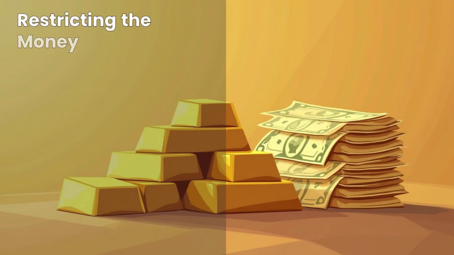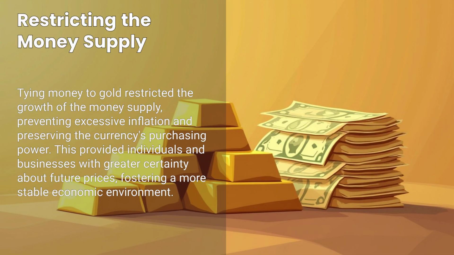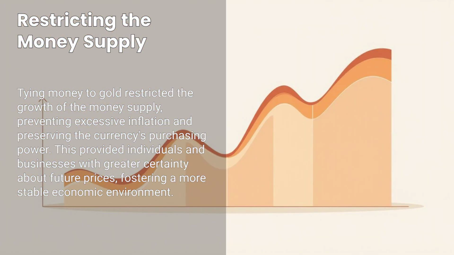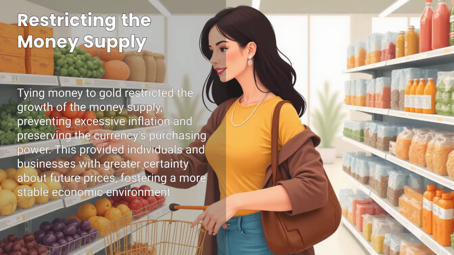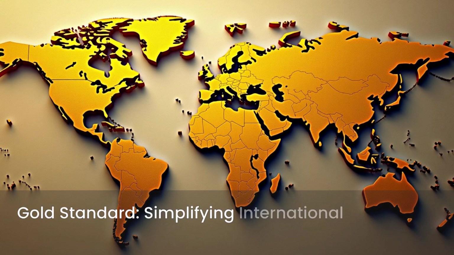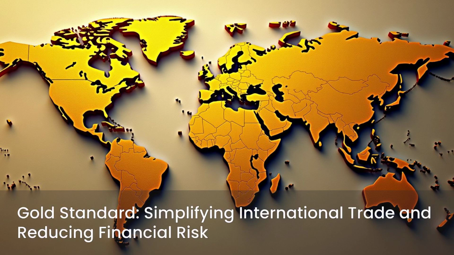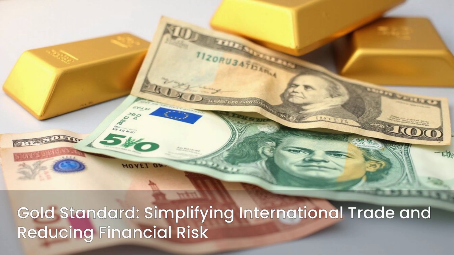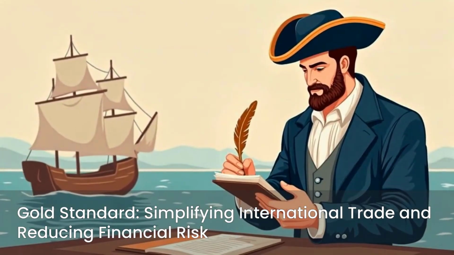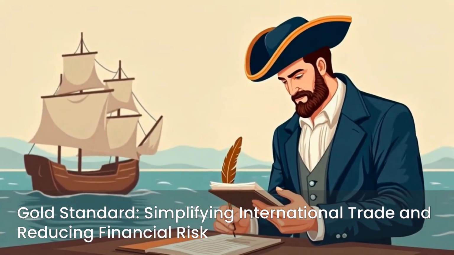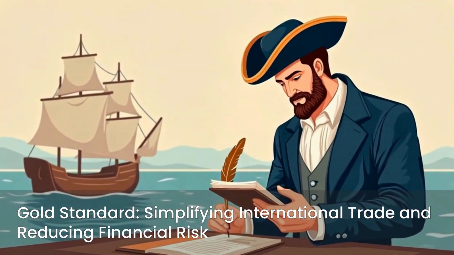By tying money to gold, governments inherently restricted the growth of the money supply. This mechanism was designed to prevent excessive inflation, thereby preserving the long-term purchasing power of the currency. For individuals and businesses, this meant greater certainty about future prices. Furthermore, for international trade, the gold standard offered an elegant solution to exchange rate volatility. Since each currency was defined in terms of gold, their exchange rates against each other were also fixed. This simplified cross-border transactions and reduced financial risk for merchants and investors.